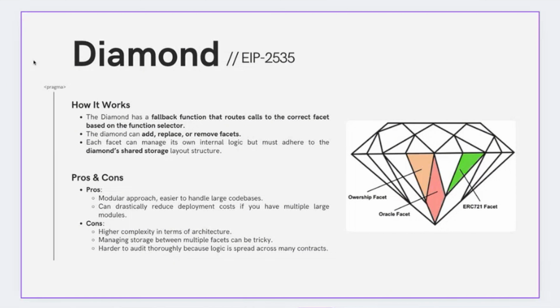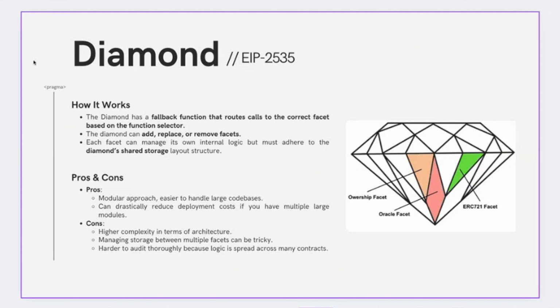So before we dive into the diamond proxy architecture in terms of source code, what are the pros and cons? Again, pros are we have a modular approach. It's easier to handle large code bases. It's easier also to read and understand what's the primary function and logic for specific facets and why each has its own module. And we can drastically reduce deployment costs. Instead of having monolithic smart contracts, we can have a granular approach and deploy or replace a single facet based on needs like new features or bug fixes, etc.